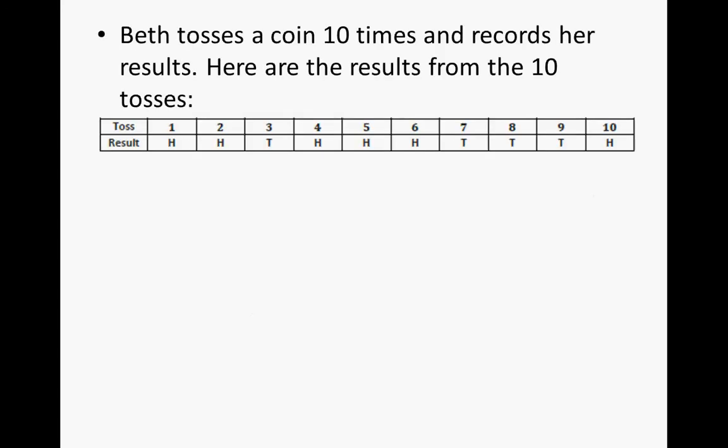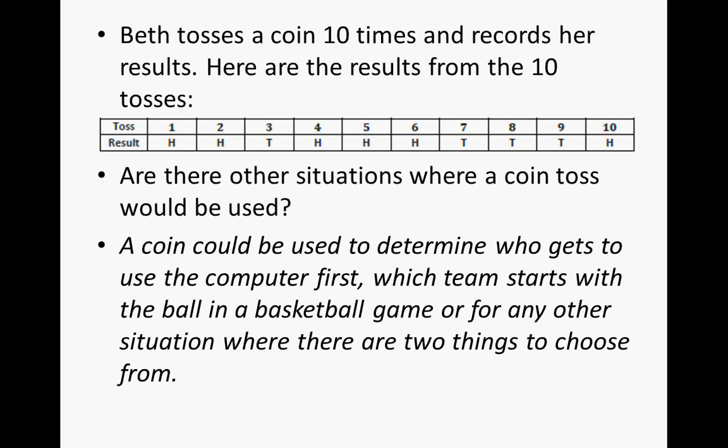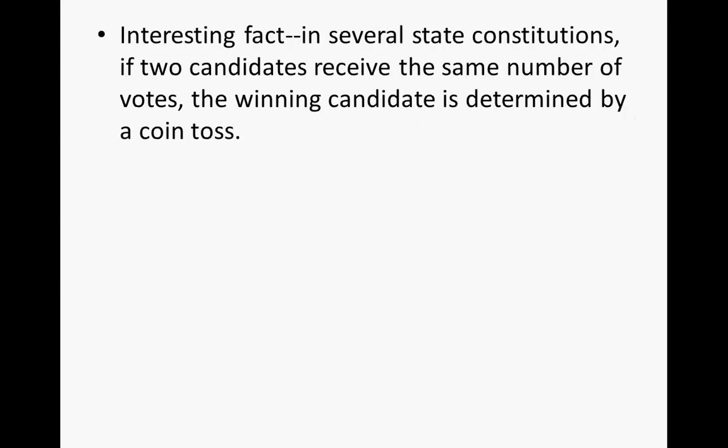So Beth tosses a coin 10 times and records her results. Here are the results from the 10 tosses. Are there other situations where a coin toss would be used? Well, a coin toss can be used to determine who gets to use the computer first, which team starts the ball in a basketball game, or for any other situation where there are two things to choose from. An interesting fact, in several state constitutions, if two candidates receive the same number of votes, the winning candidate is determined by a coin toss.